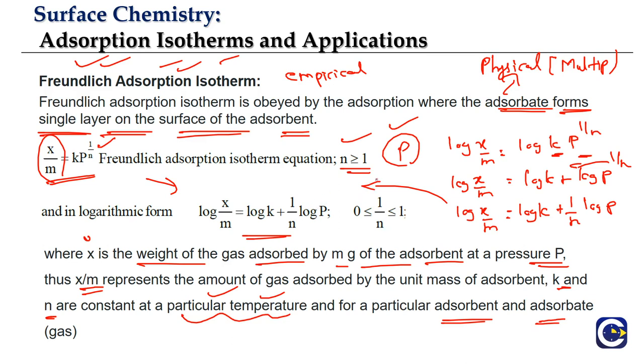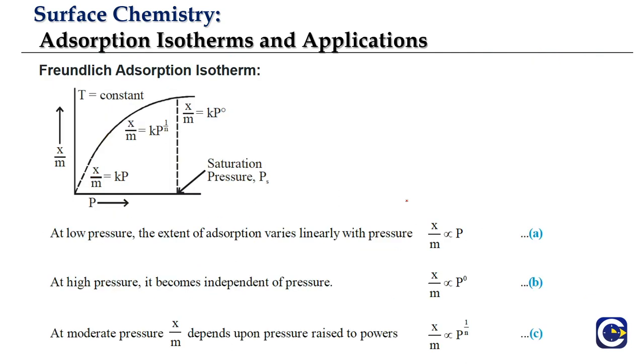And in this, since the value of n will change from 1 to infinity, as n goes to infinity, 1 by n will go to 0. So the range of 1 by n will be between 0 and 1. So this is about the Freundlich adsorption isotherm.